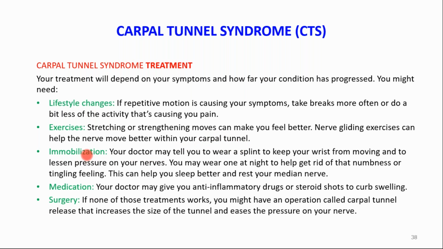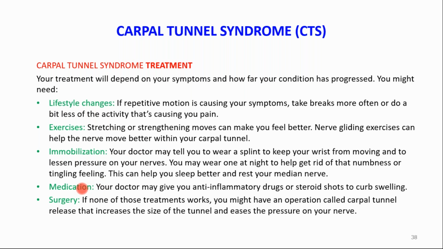Then immobilization. Your doctor may tell you to wear a splint to keep your wrist from moving and to put less pressure on your nerves. You may wear one at night to help get rid of that numbness or tingling feeling. This can help you sleep better and rest your median nerve. Sometimes if the CTS symptoms are at a medium or high level, then you have to wear this splint. Then medication. Sometimes you may need some medical treatments.